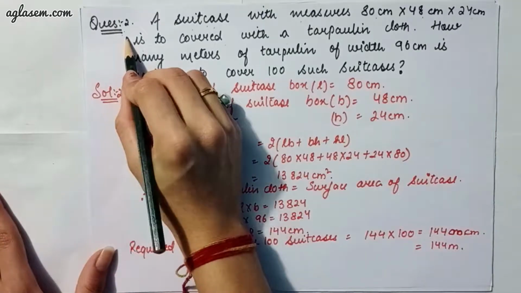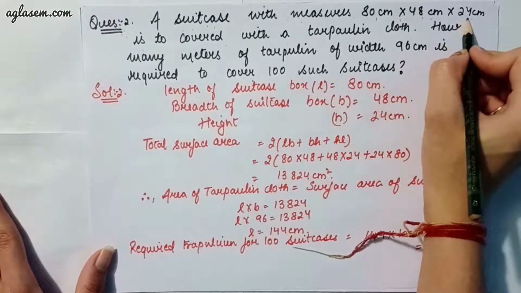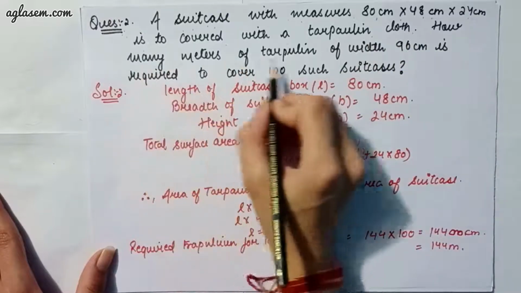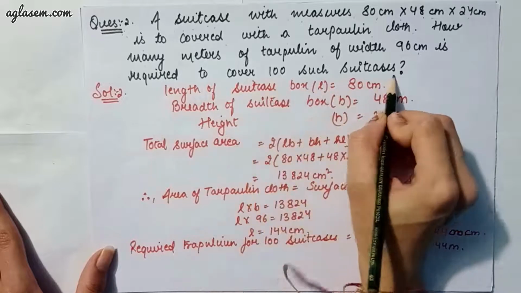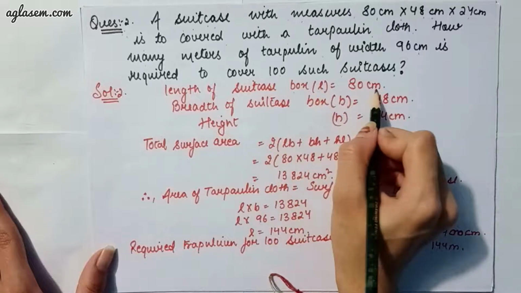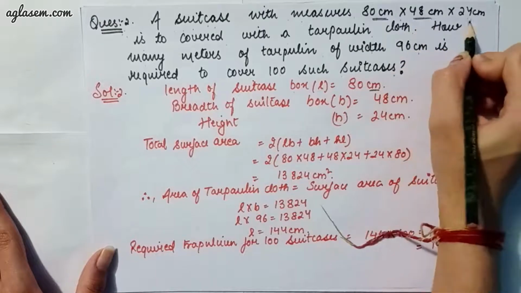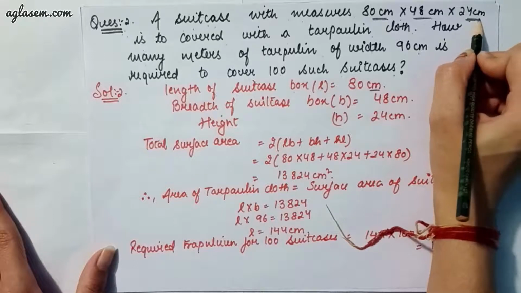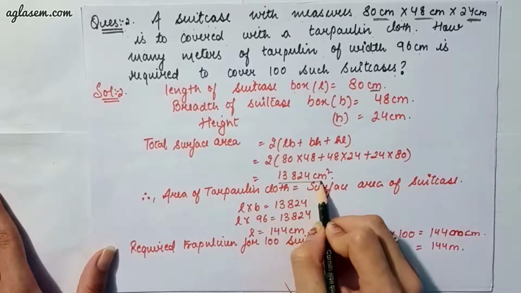Moving to our second question, which says a suitcase which measures 80 cm, 48 cm and 24 cm is to be covered with a tarpaulin cloth. How many meters of tarpaulin of width 96 cm is required to cover 100 such suitcases? To solve it, the length of the suitcase is L, that is 80 cm. Breadth is 48 centimeter, and the height is 24 centimeter. The total surface area we can find very easily by applying the formula 2 into (LB plus BH plus HL), which gives 13824 centimeter square.